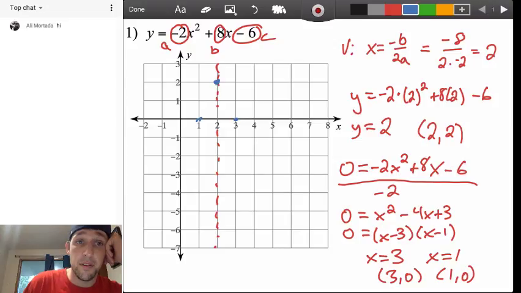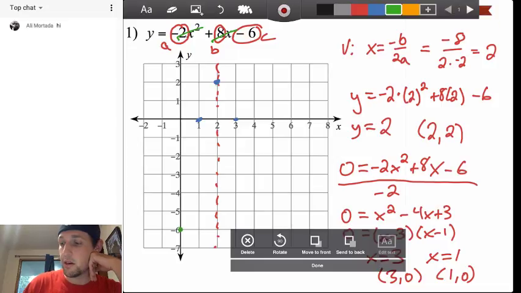All right. And last but not least, our friend the y-intercept. For y-intercept, you are just plugging in 0 for x. When you do that, this is 0. Gone. This is 0. Gone. And all we have left is y equals -6. So -6 is our y-intercept.